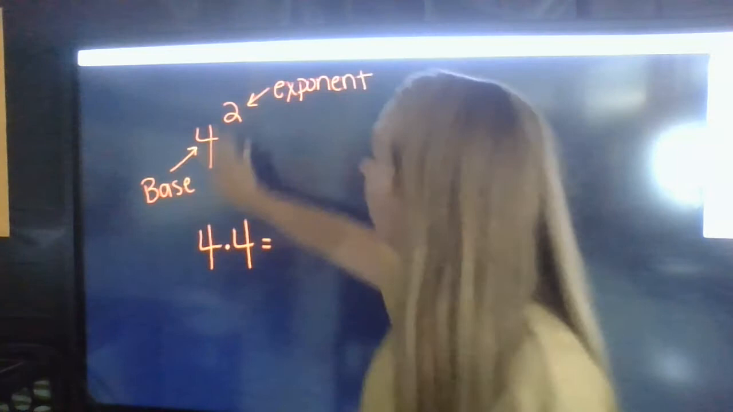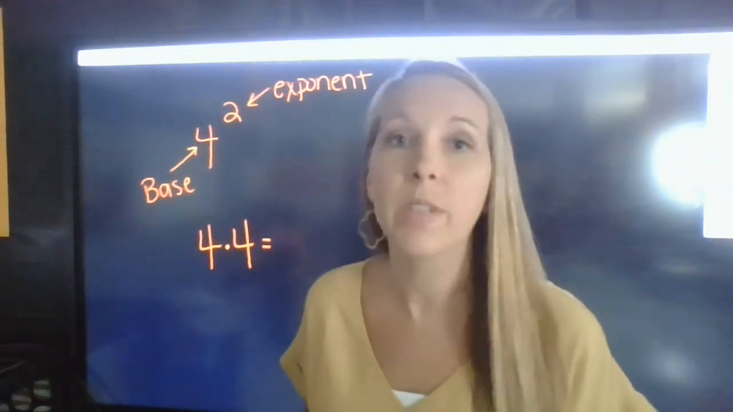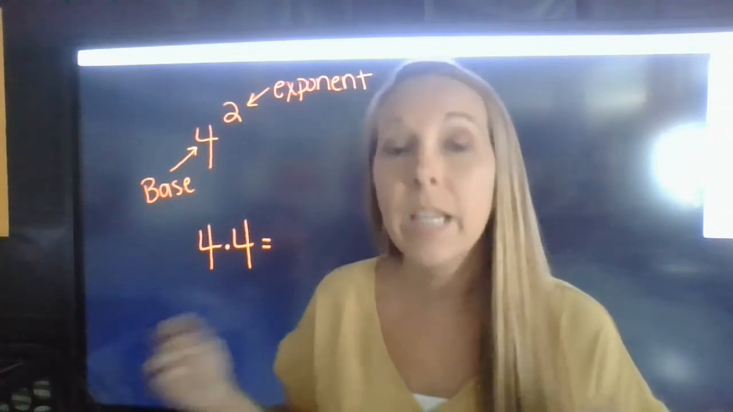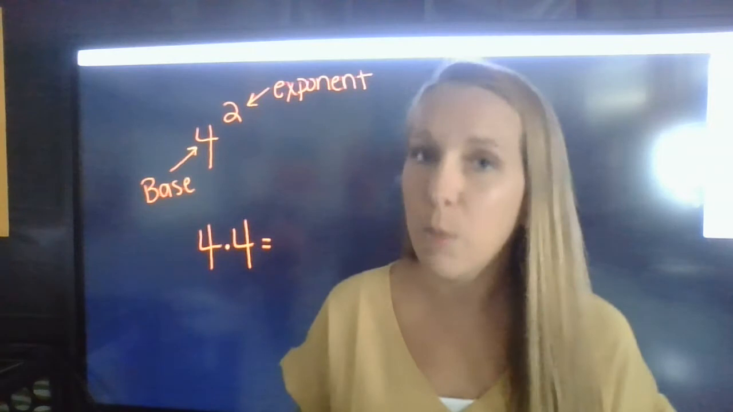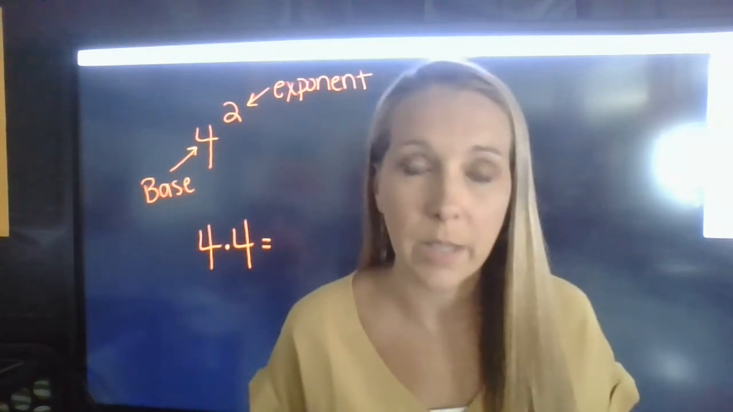So we have 4 to the second power here. The 4 is what we call a base. It is the number that's going to be multiplied over and over and over, okay? The exponent is how many times you're going to multiply that base. So the exponent is really telling the base how many times to multiply to itself.